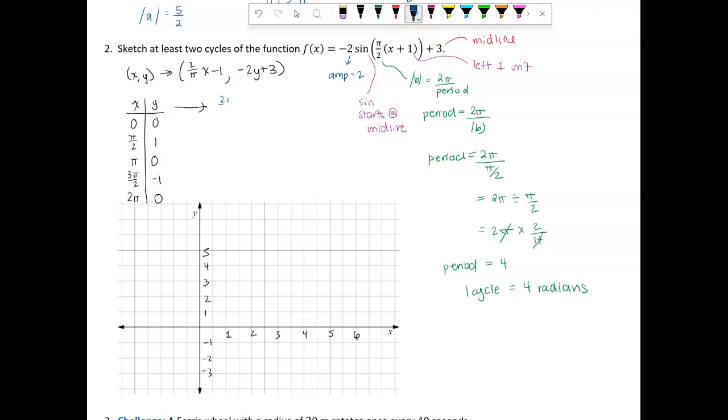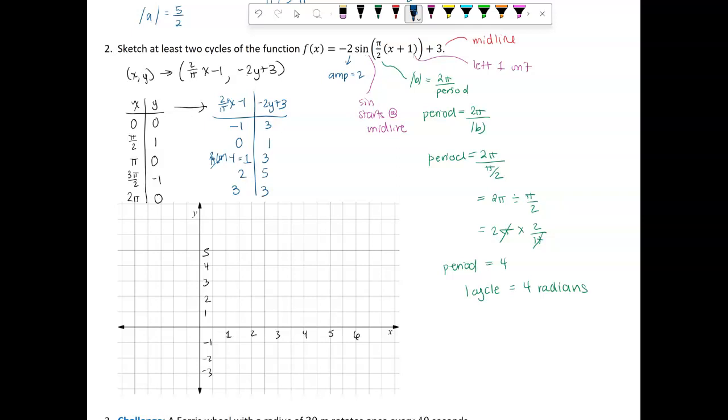So this is 2 over pi x minus 1. And we'll do negative 2y plus 3. If we apply it correctly, we'll get negative 1 and 3, 0 and 1. Here it's pi, so it would be 2 over pi times pi. So that cancels out to just 2. Subtract 1, you end up at 1. And then you have 3, 2, and 5, and then 3 and 3.